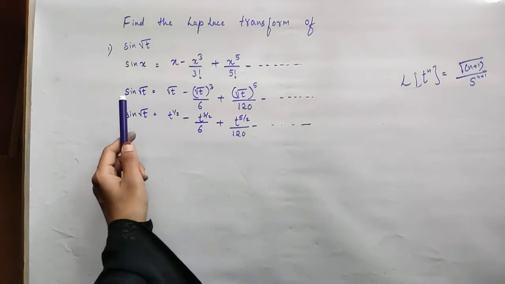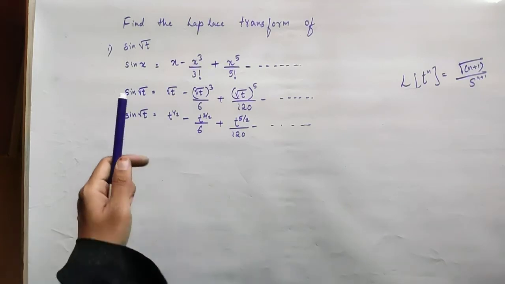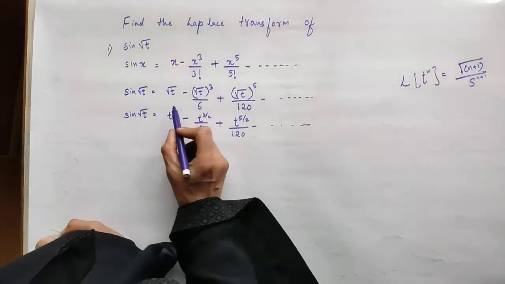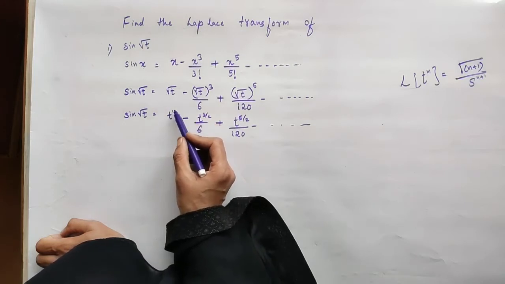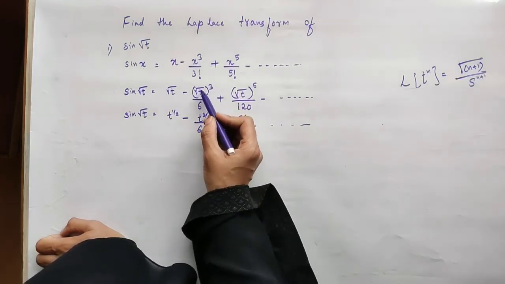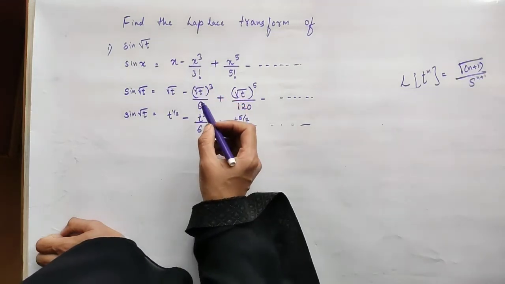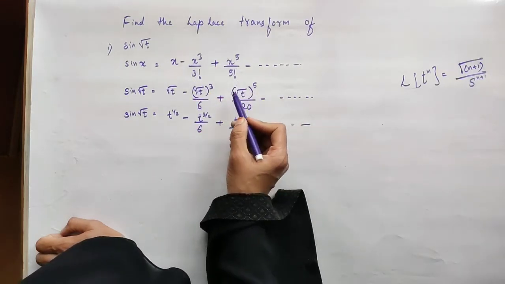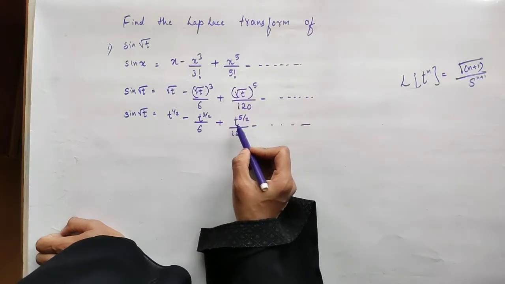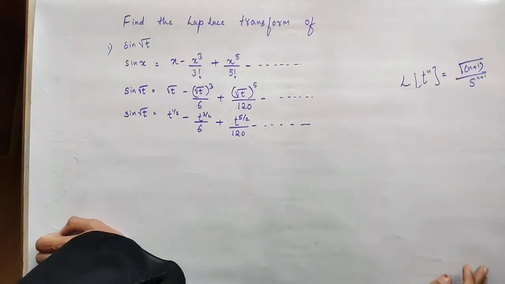For that you have to use the sin x expansion, which is x minus x cube by 3 factorial plus x to the power 5 by 5 factorial minus and so on. With the help of that I have expanded sine of root t. Replacing root t by t raised to 1 by 2, root t whole cube becomes t raised to 3 by 2 divided by 6, because 3 factorial is 6. 5 factorial is 120, and root t raised to 5 gives root t raised to 5 by 2 divided by 120. This is the expansion for sine root t.